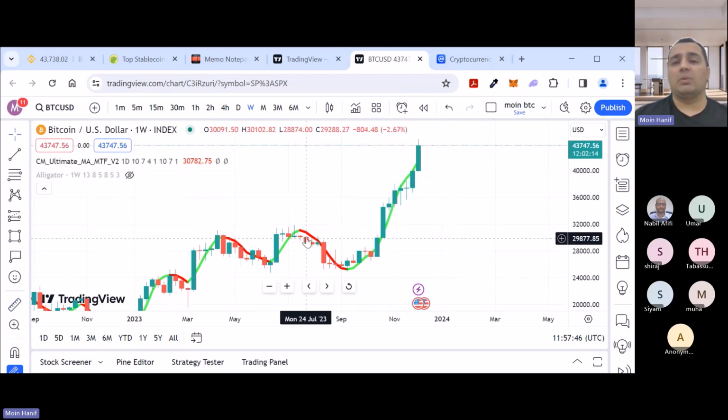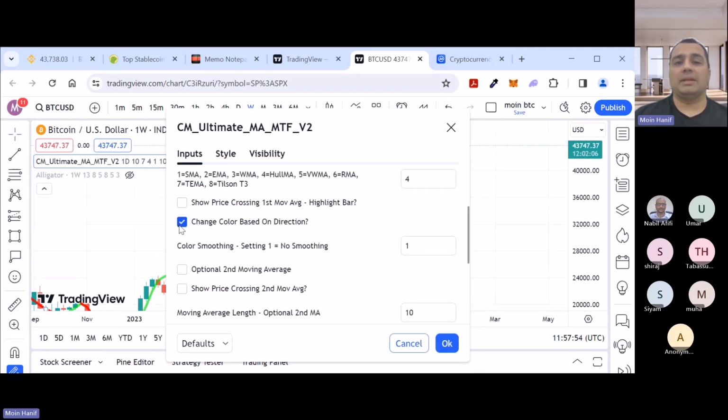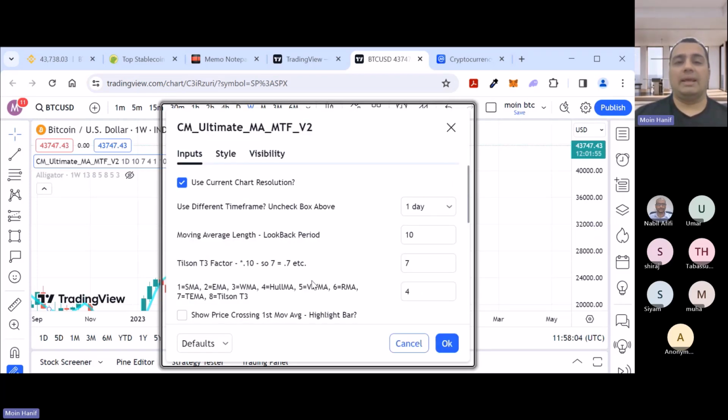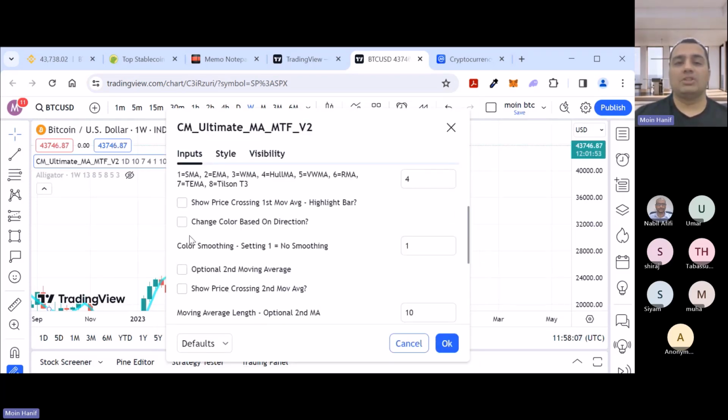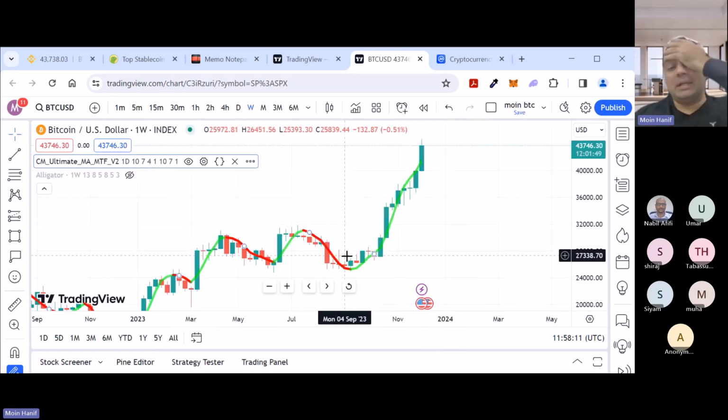It changes color as well. There are so many other moving averages that would have the same color. So if I go onto the settings, for example, and if I change color by direction, if I click it, then it will show me only one. So it doesn't tell me when to buy and sell. This is how most of the indicators would look, moving averages. But I like this one where it has the option to change the color based on the direction, based on the momentum. So this is one of the top indicators.